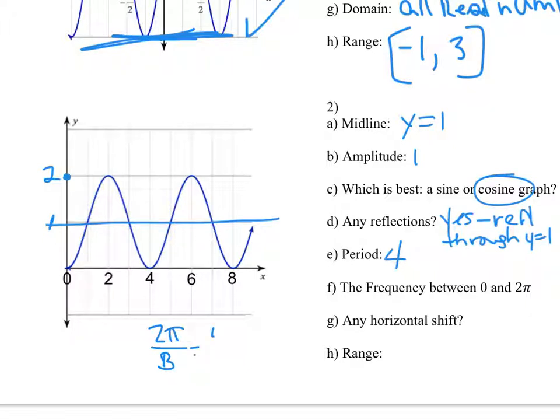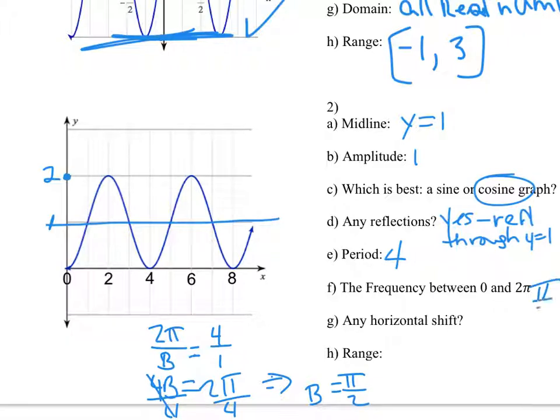2 pi over b equals 4, and we just cross multiply and solve. So divide by 4. So 4b equals 2 pi, and b equals pi over 2. So it repeats pi over 2 times between 0 and 2 pi.